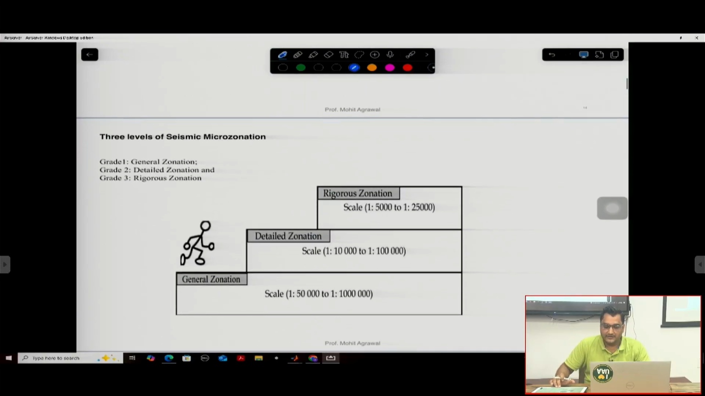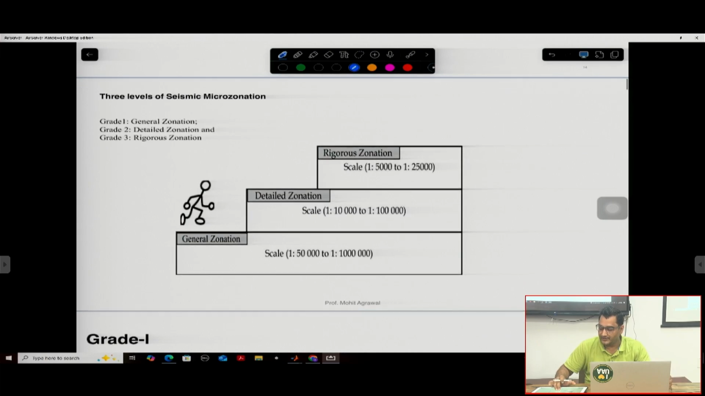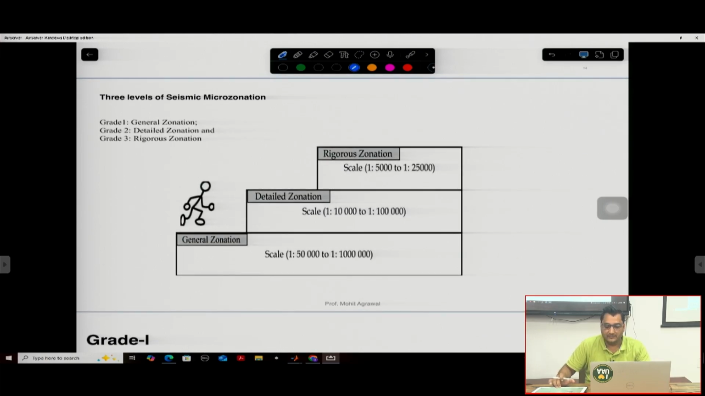And then we started off with microzonation, where we had the three classifications: grade 1, grade 2, grade 3. Grade 1 being the general zonation, 2 being the detailed zonation, grade 3 being the rigorous zonation, and their scales of the study are also given on this slide.